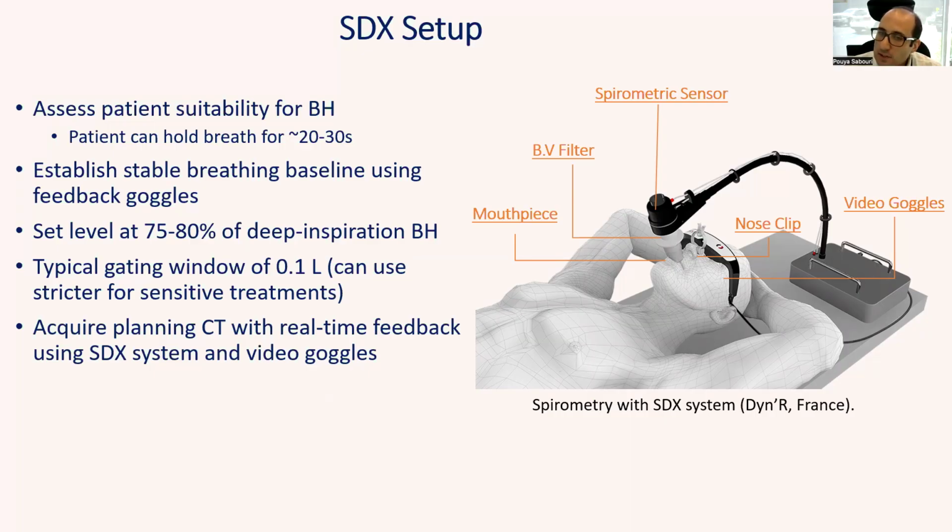There's a gating window that you select. It's a tolerance you can imagine. The default is 0.1 liters, but you can always select a tighter tolerance, especially for more sensitive treatments such as SBRT. And then finally, the planning CT is done while the patient's coached through the setup with the spirometry and goggles helping to maintain the consistency. And the image shows how everything fits together. There's a mouthpiece, the nose clip, the spirometry sensor, as well as these feedback goggles that all work in sync. It's a bit of a gear setup, but once the patient does get used to it, it is fairly effective.